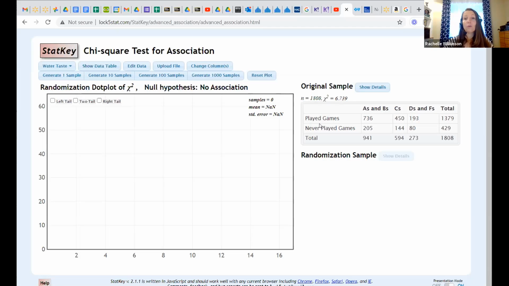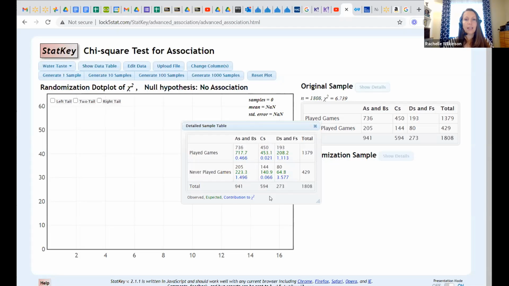But then, of course, we know that for our follow-up analysis, we need to know the contributions and all that kind of good stuff. If you click on where it says show details here, then it brings up another table that has all that extra information in it. So this table has multiple things. They're color-coded. The top black number is the observed count. The middle green number is the expected count, and the bottom blue number is that contribution to the chi-square statistic.